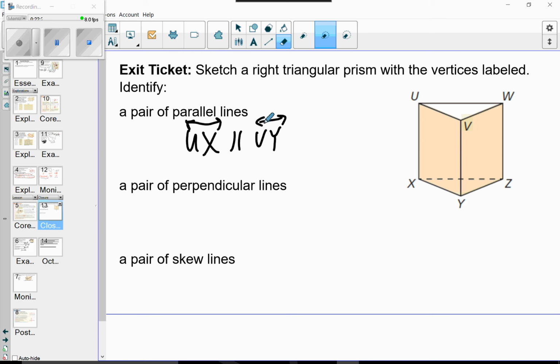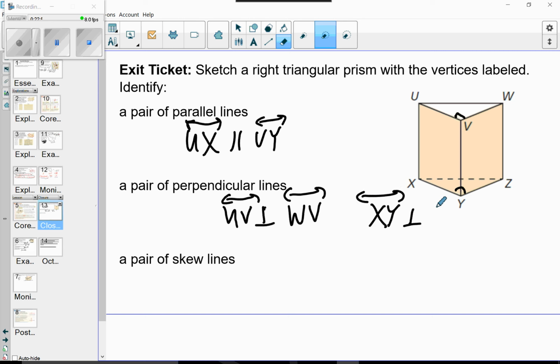Perpendicular. Well, it does say it's a right triangular prism. So that is a right angle, and that is a right angle. So I know that line UV is going to be perpendicular to WV. I also could do XY is perpendicular to ZY.